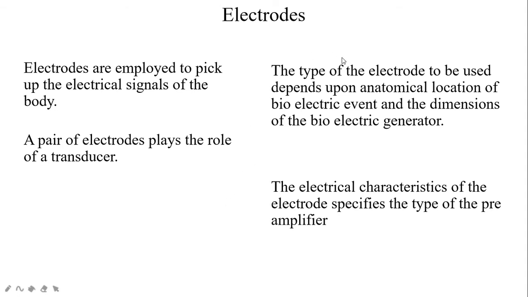The type of electrode to be used depends upon the anatomical location of the bioelectric event and the dimensions of the bioelectric generator. The electrical characteristics of the electrodes specify the type of the pre-amplifier. When microelectrodes are employed, there are many restrictions on the input impedance of the amplifier. Since they have large impedances, high resistance, and low capacitance, input circuits are needed to transfer the bioelectric event to the amplifying system.